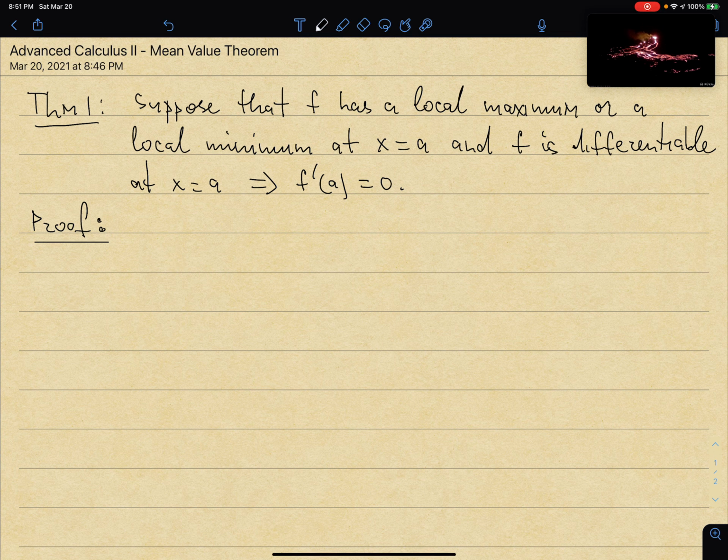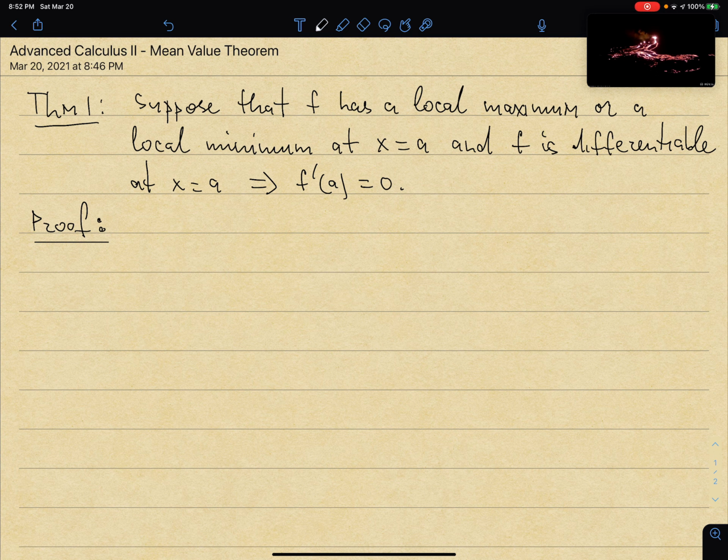So we're going to try to prove this statement by using a contradiction. And I'm going to prove only the case of a local maximum, because the case of a local minimum can be either proved in a very similar way, or instead of considering a function f, you can consider a function minus f. If f has a maximum, then minus f is going to have a minimum at the same point. And then if the derivative of minus f is 0, then the derivative of f must be 0.